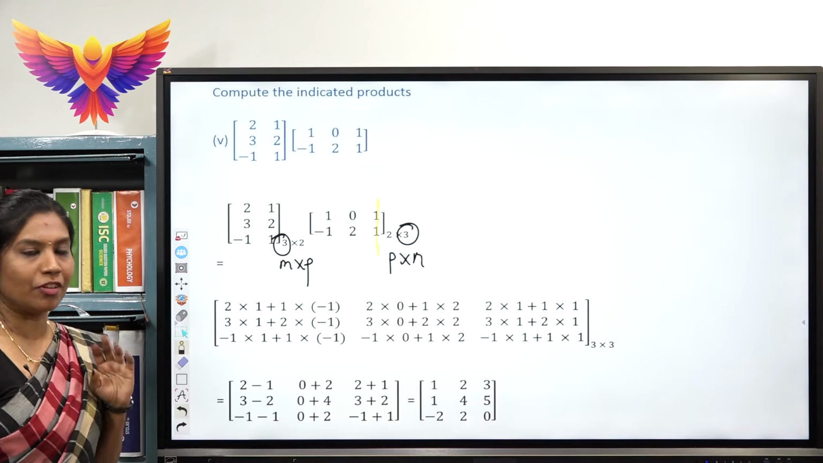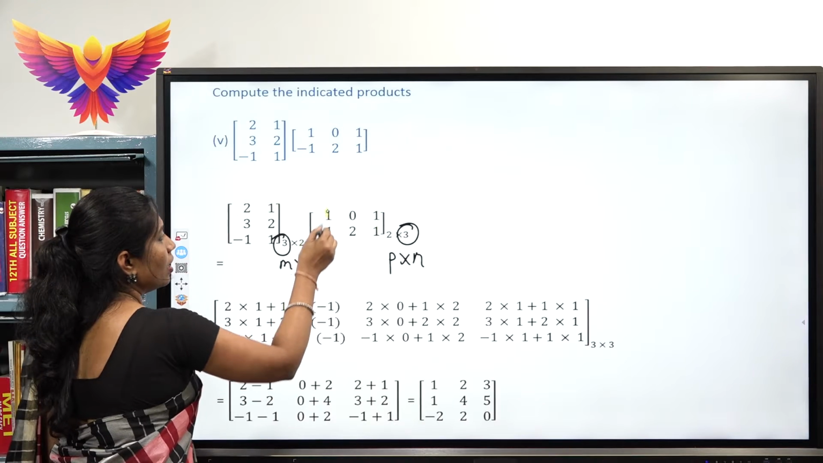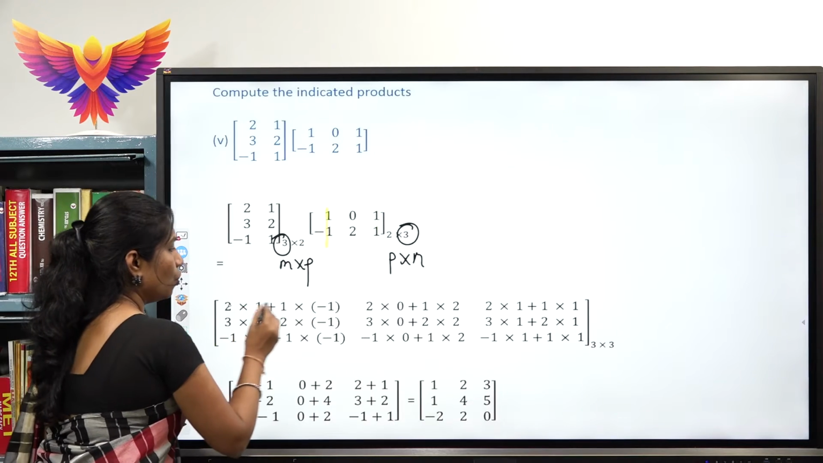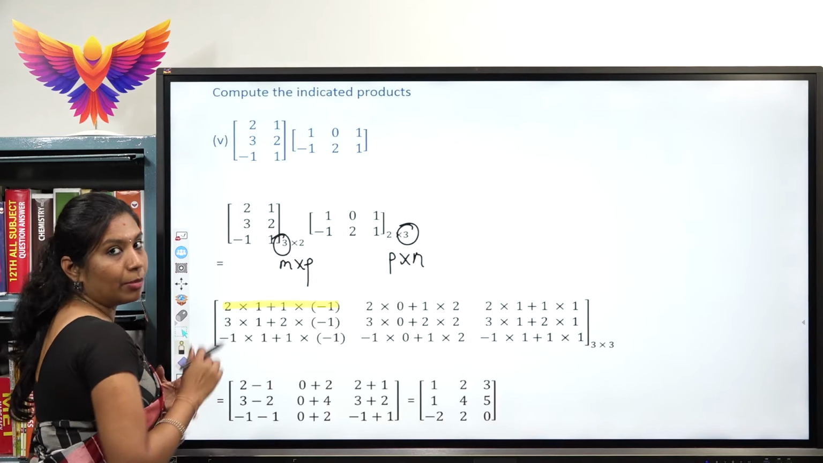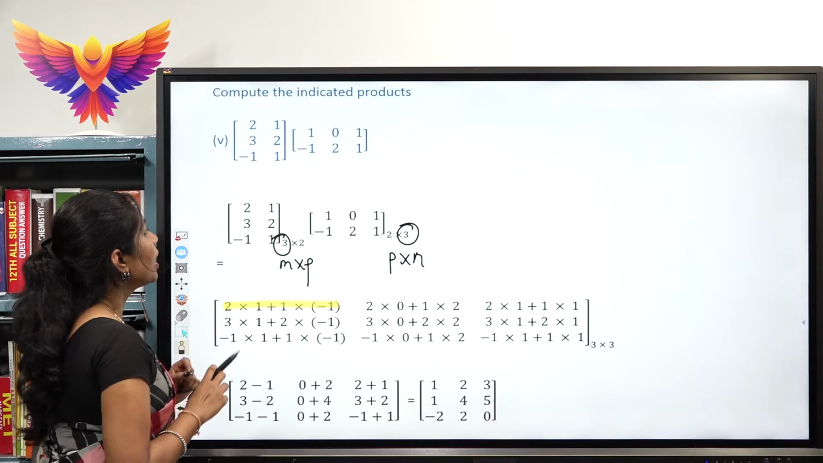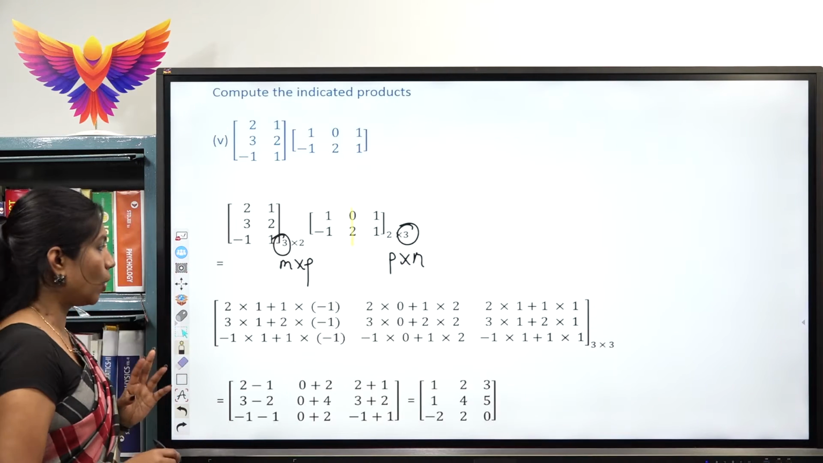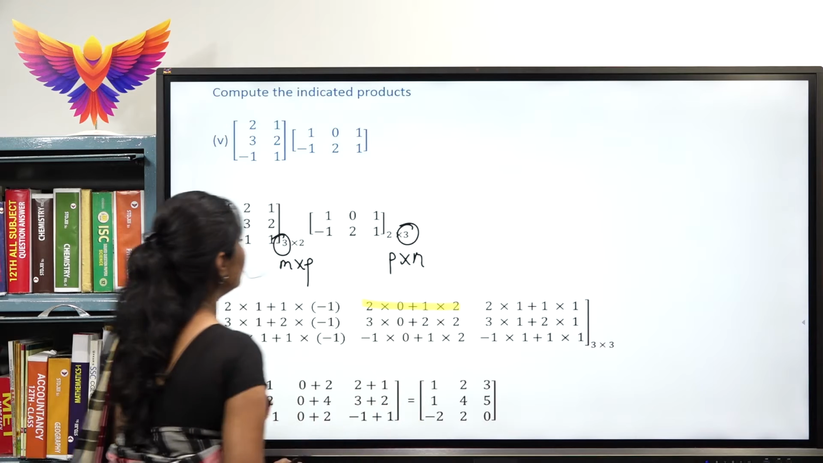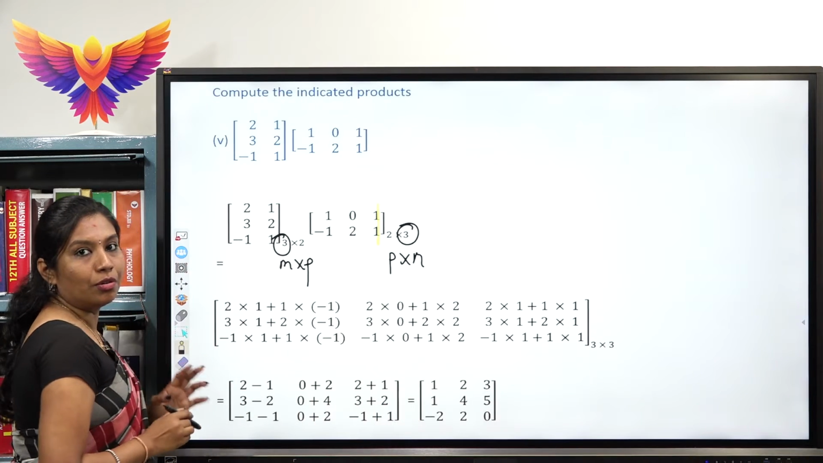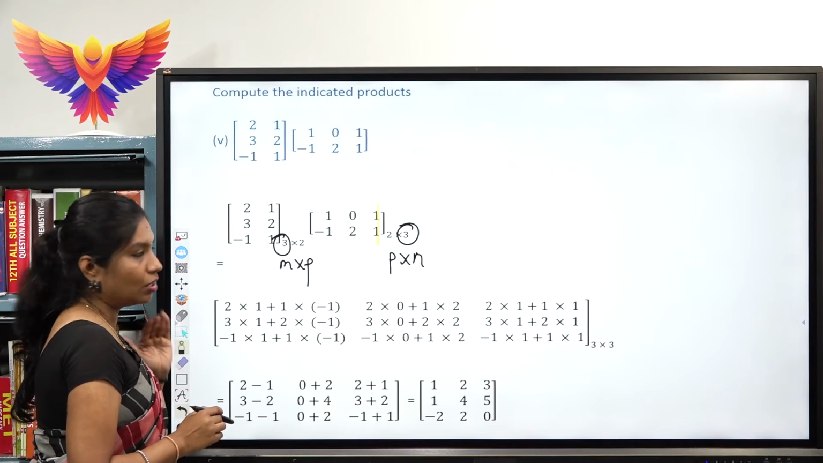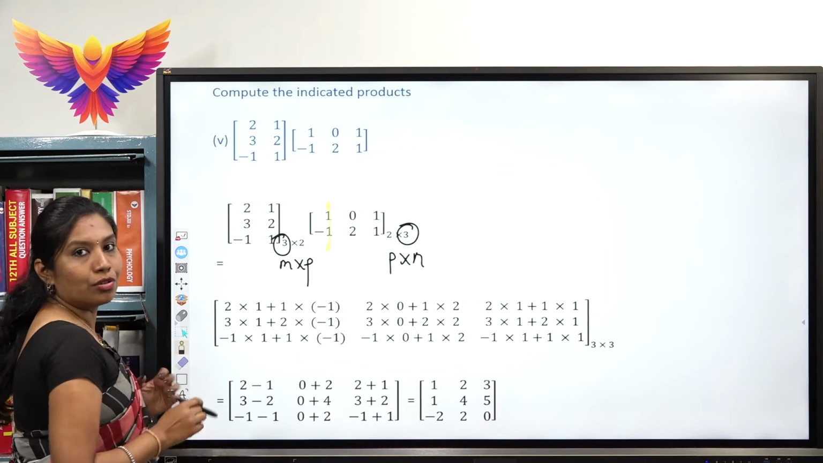So, normal simplification here. First row, first column, we will see 2 into 1 plus 1 into minus 1. You need to add the product of the elements here, students, so you should be very careful. Then 2 into 0 plus 1 into 2. Same way, 2 into 1 plus 1 into 1 again. Now second row, first column, 3 into 1 plus 2 into minus 1.